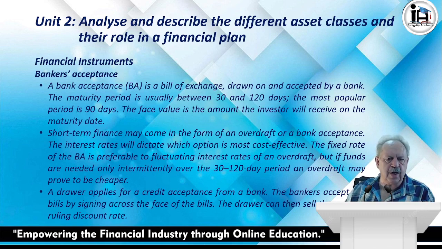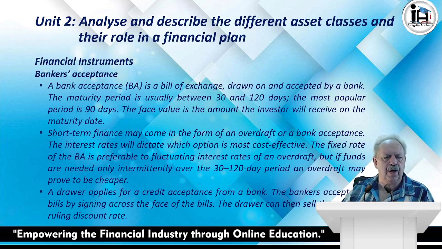Short-term finance may come in the form of an overdraft or a bank acceptance. The interest rate will dictate which option is most cost-effective. The fixed rate of the banker's acceptance is preferable to fluctuating interest rates on an overdraft, but if funds are needed only intermittently over, say, a 30 or 120-day period, an overdraft may prove to be cheaper.